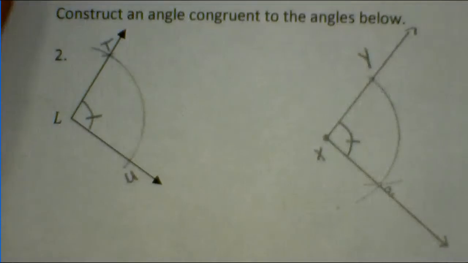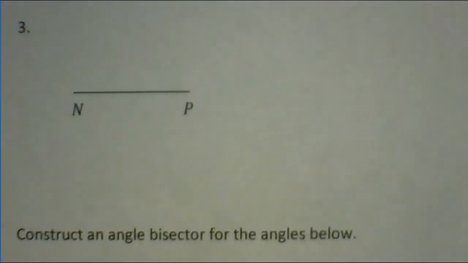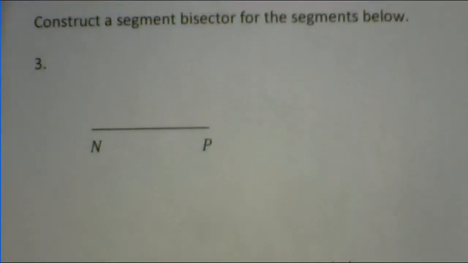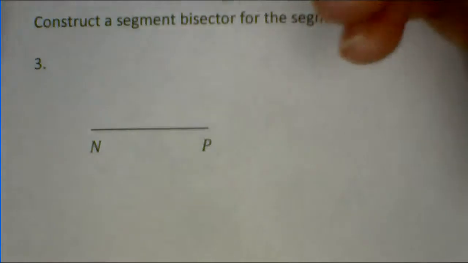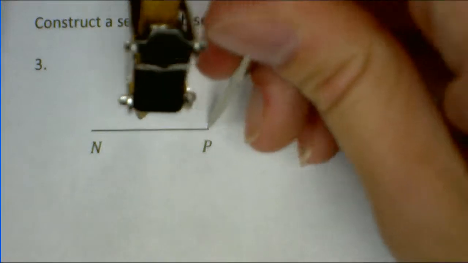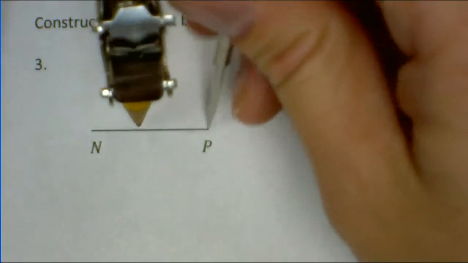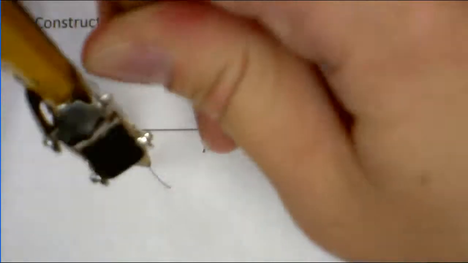All right. Now we're going to get into the bisecting mode. And this one, we're going to construct a segment bisector for that segment NP. And we are going to use our compass. First we're going to place the compass point on P. We could do N or P; let's do P. Use a compass setting that's greater than half the length of NP. So it needs to be more than half, and you're going to make an arc.